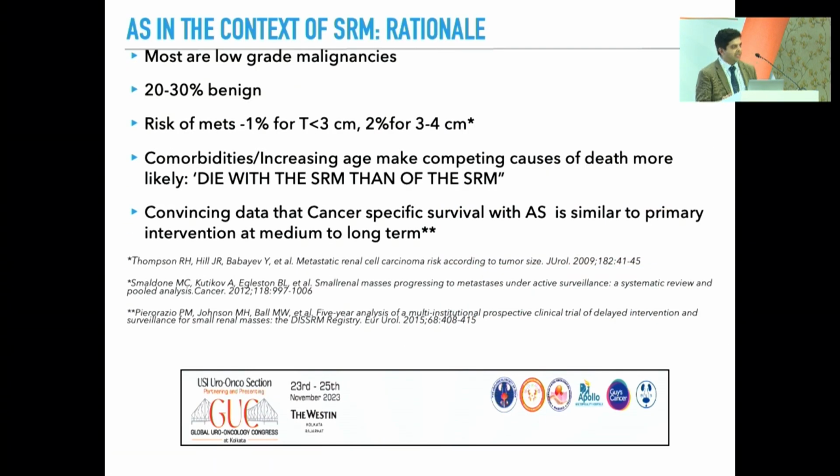So let's go through the rationale of active surveillance in the context of small renal mass. As we know, most of these are low-grade malignancies, and with increasing age, in 50s, 60s, a lot of comorbidities are associated with the patient. The comorbidities or the increasing age make competing causes of death more likely. So more often, we see very elderly people dying with the small renal mass rather than of the small renal mass. And there is convincing data by Pierorazio et al. that cancer-specific survival with active surveillance is similar to primary intervention at medium to long term. So we'll go through some of those studies.